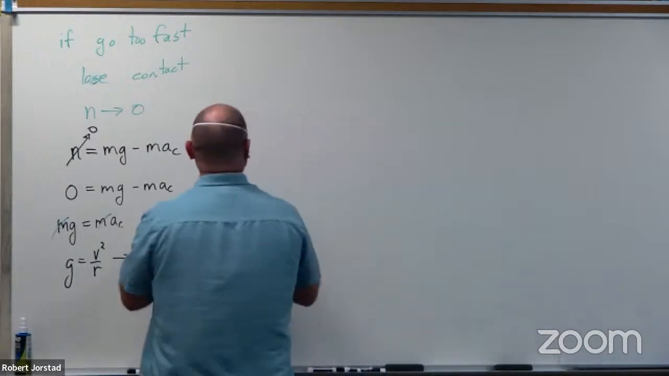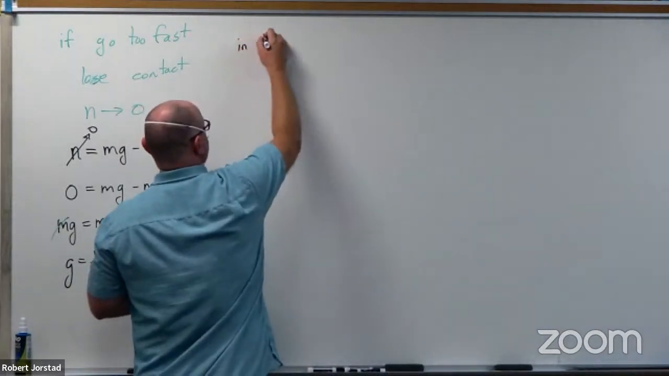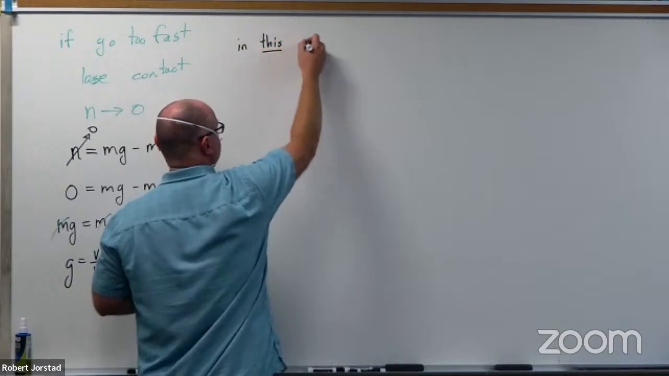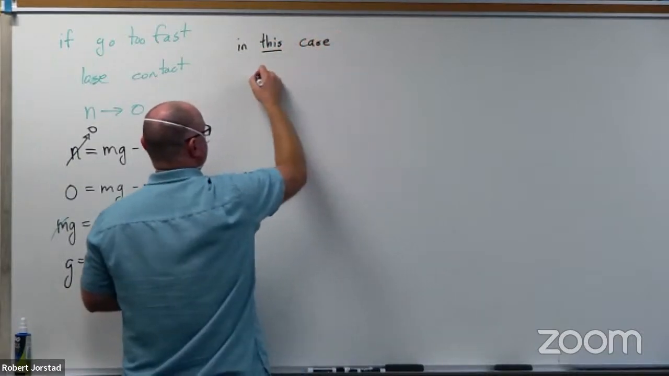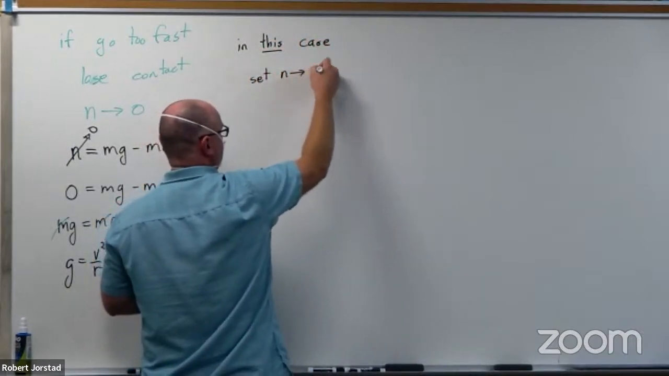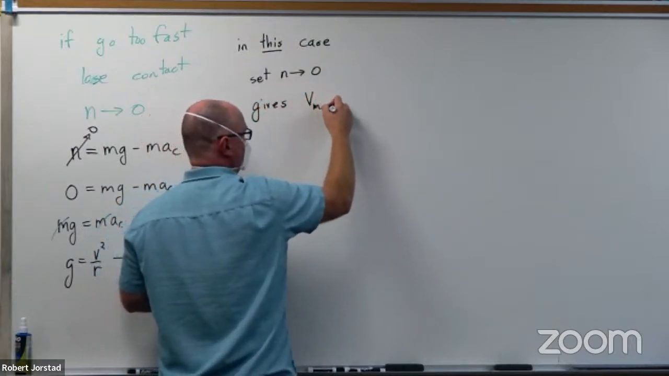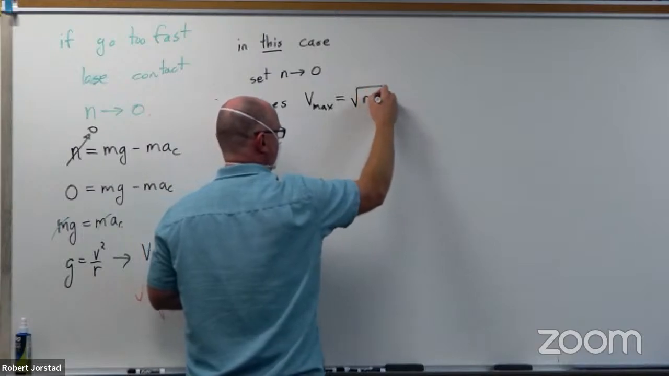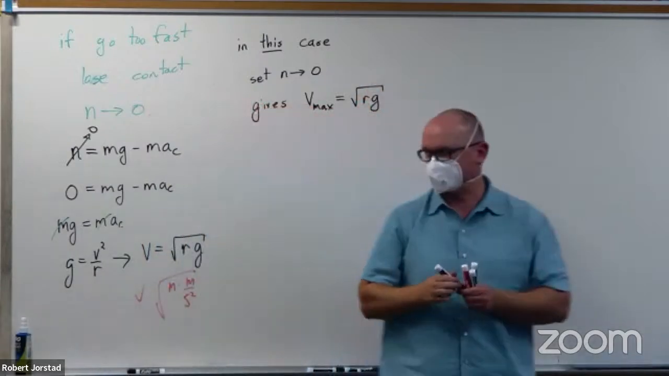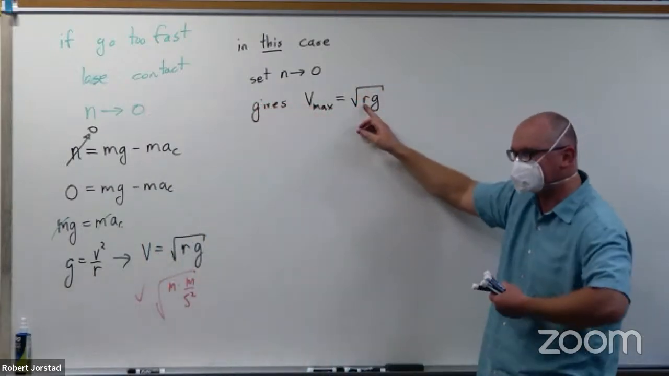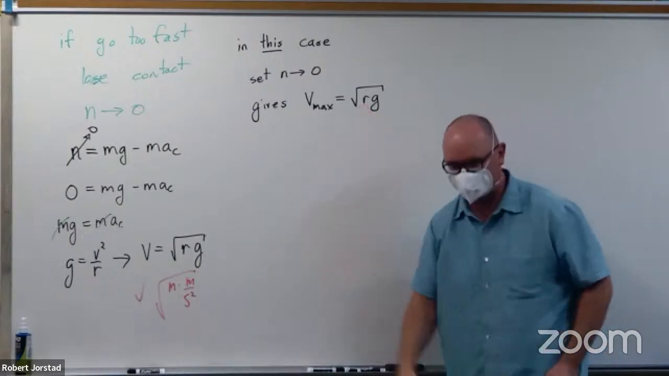So we see in this case, set n goes to 0 gives v max equals square root RG. And remember, technically, this little r should be, what was it, 9/8 big R or something? Who cares, right?